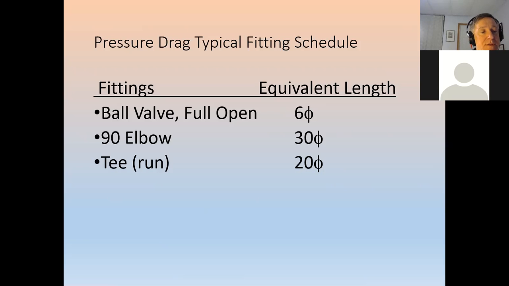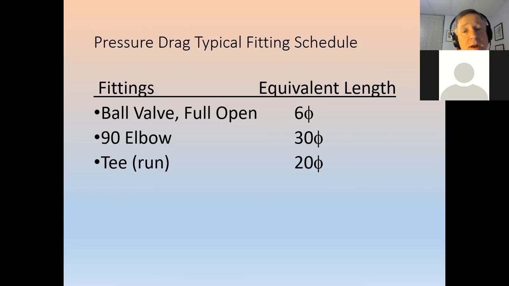So for an elbow, the equivalent loss is 30 times the diameter. I said that wrong. If you have a 1-inch pipe, I'd multiply it by 30, which is equivalent to 30 inches of pipe, not 30 degrees. And then the T, that's the run of the T. You have an outlet of the T and a run of the T. The run is the part that goes straight through, and the outlet is the part that makes a 90-degree angle. The run of the T, which you wouldn't think would have much pressure drop, is equal to 20 times the diameter of the pipe.